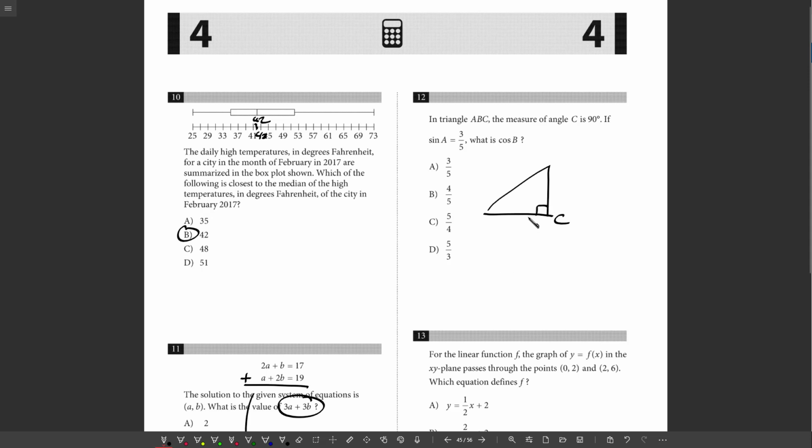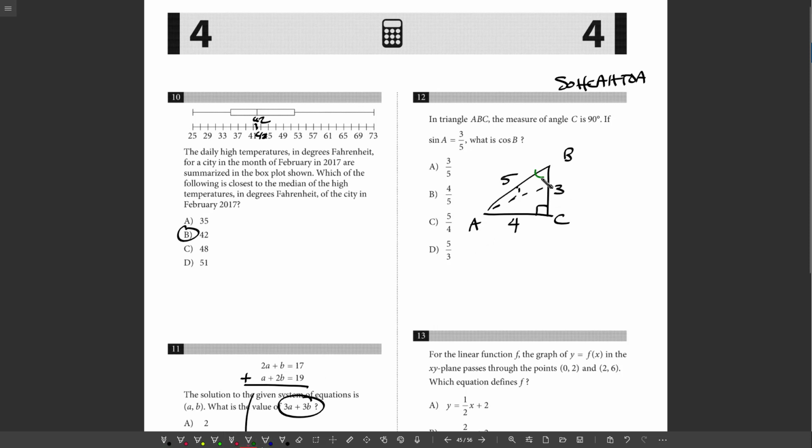Angle C is a right angle. The sine of A, I'll call that A, is 3/5. So using SOHCAHTOA, sine is opposite over hypotenuse. So I know that's 3, I know that's 5. And so therefore I know either by Pythagorean theorem or Pythagorean triples that this is a 3, 4, 5.